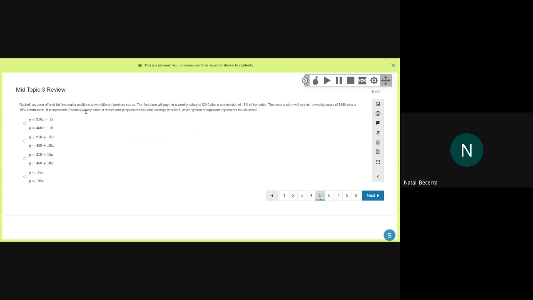So the X is going to go with her weekly sales, okay? And it says the first store will pay her a weekly salary of 210. Sorry guys, it's still really early for me. Okay, so 210.